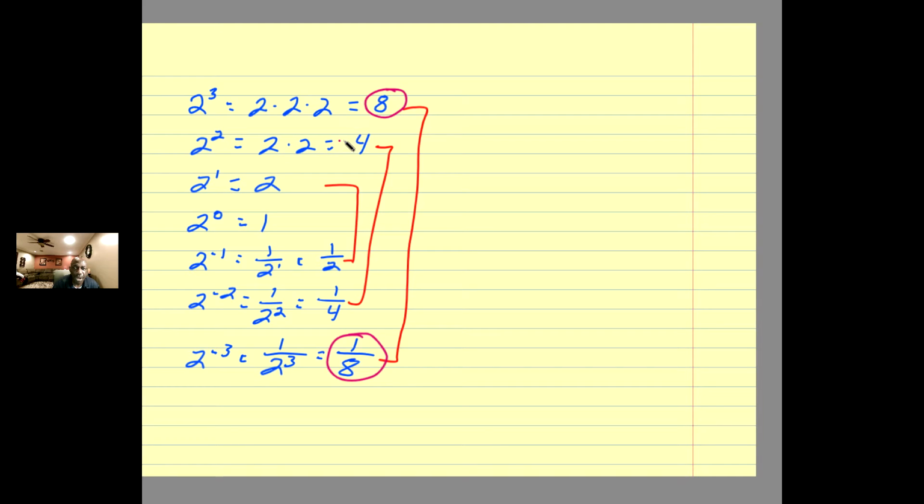2 to the second power is 4. 2 to the negative second power is 1 over 4. Got it? 2 to the first power is 2. 2 to the negative first power is 1 over 2. Okay? So, follow that pattern on this next example. I want to show you another one.